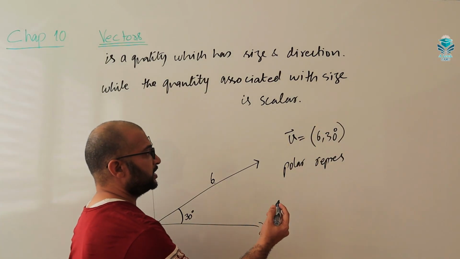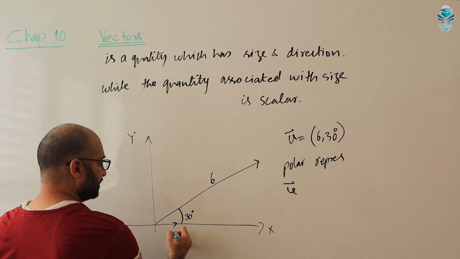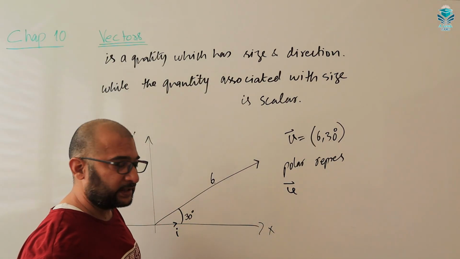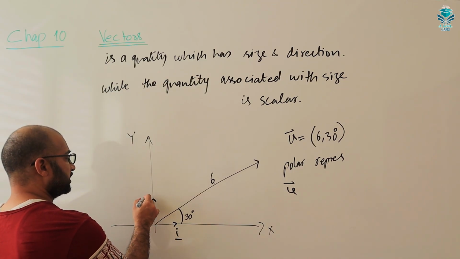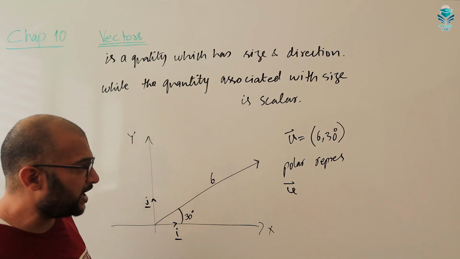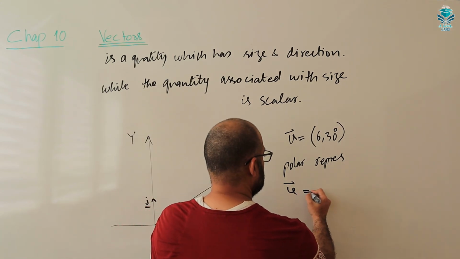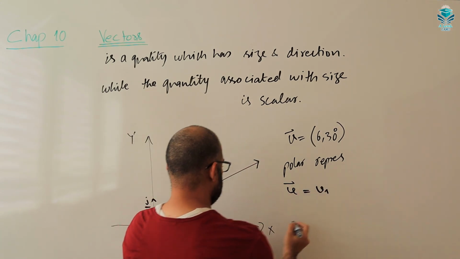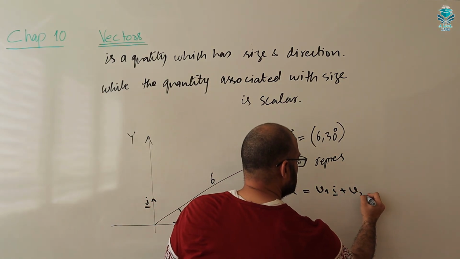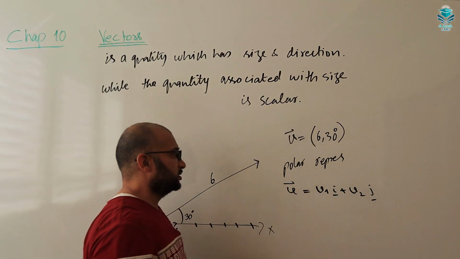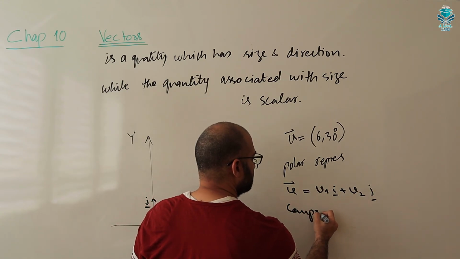So there is another representation of a vector v. Let's say i is the unit vector in the direction of the x-axis and j is the unit vector in the direction of the y-axis. Then we can say v has v1 units along the x-axis and v2 units along the y-axis. This representation is called the component representation.